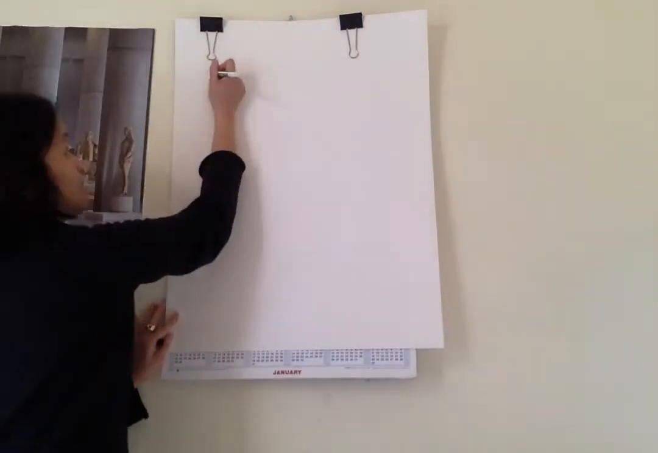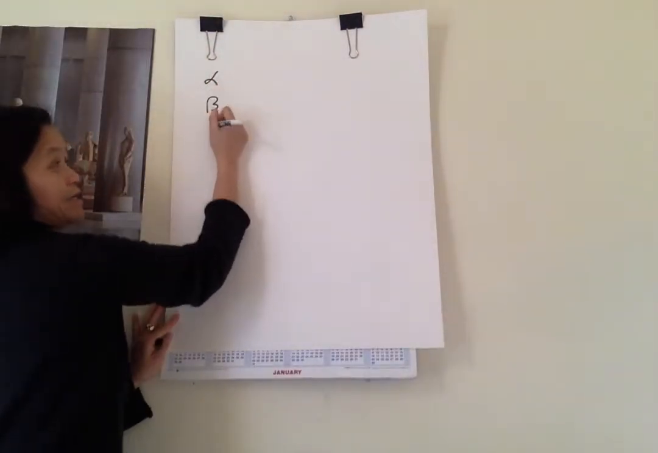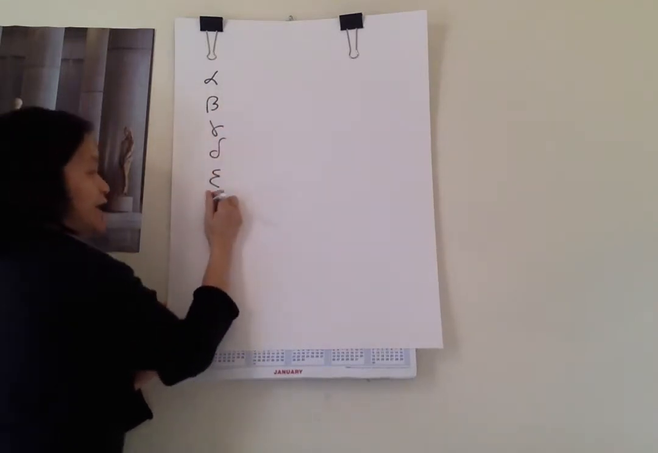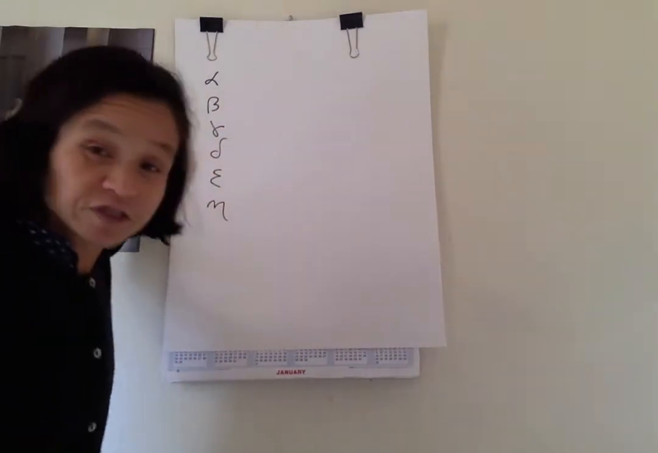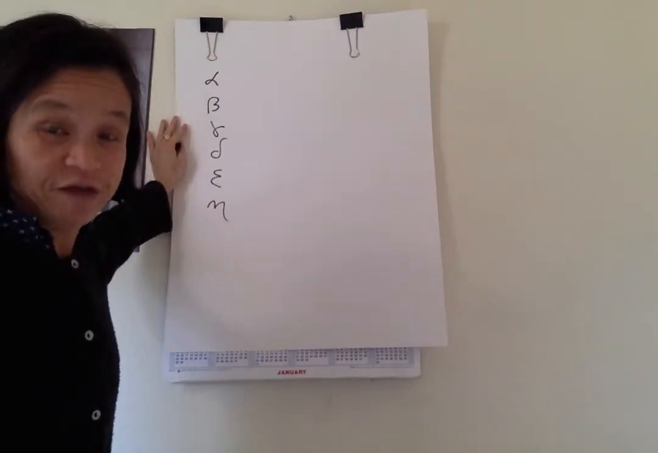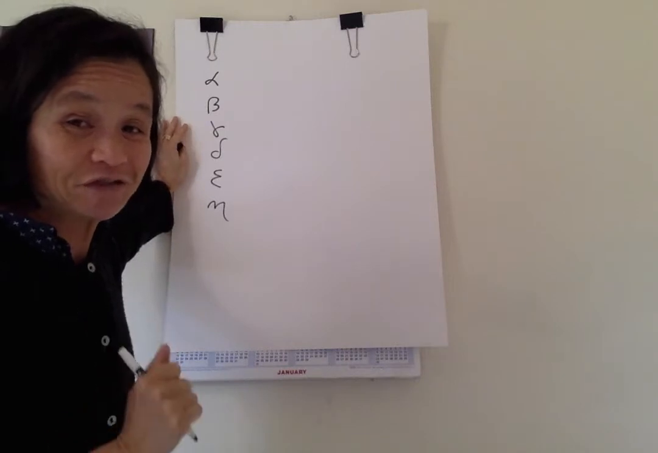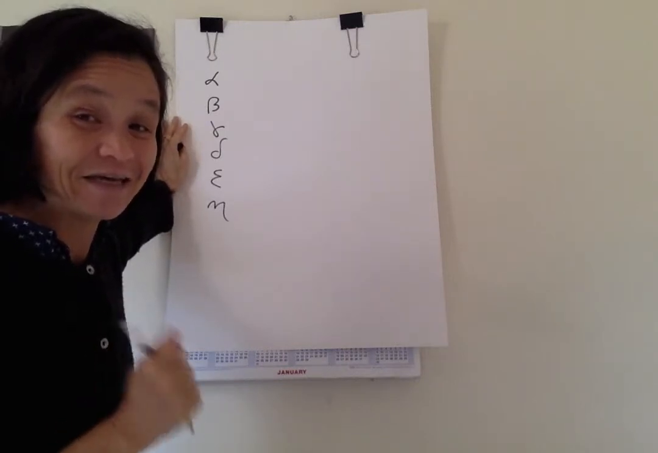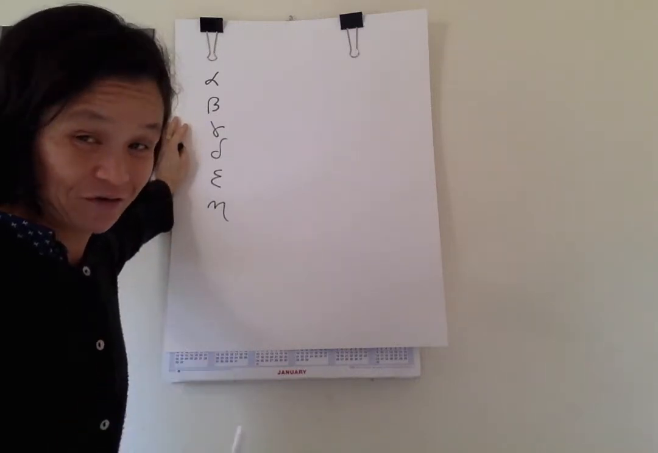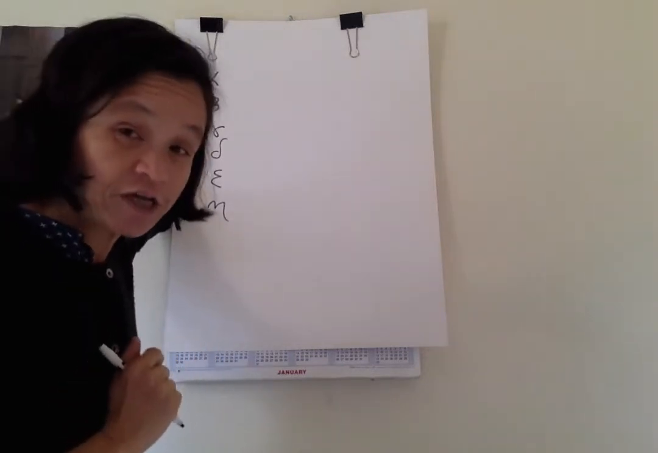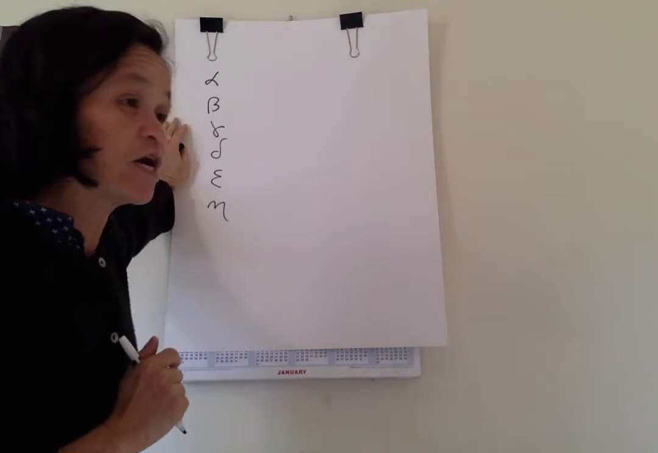And I'm going to start by really starting at the basics here with alpha, beta, gamma, delta, epsilon, eta. These are the first 6 letters of the Greek alphabet. Now, you do not need to learn the Greek alphabet for this class. This is not a class in ancient Greek. However, it will be very helpful to you to have some familiarity with the Greek alphabet and the letters.